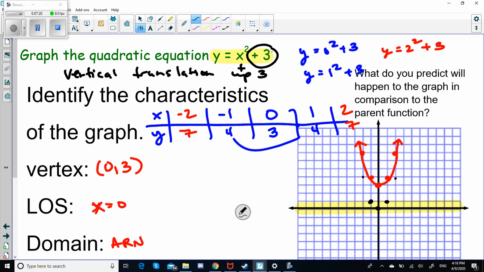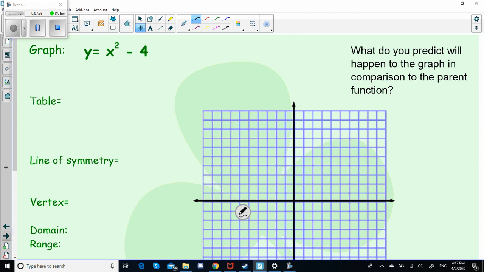So you can see, because there's no a here other than 1, it didn't change the width of it, but it did change where the vertex starts. So I know when I plug 0 in there that I'm going to get 3 just by looking at the equation to begin with. All right, another one together.